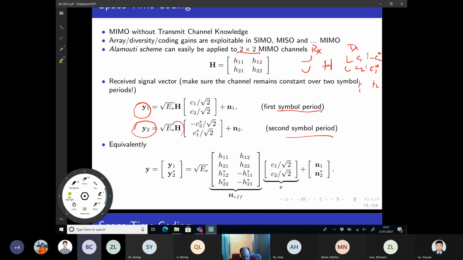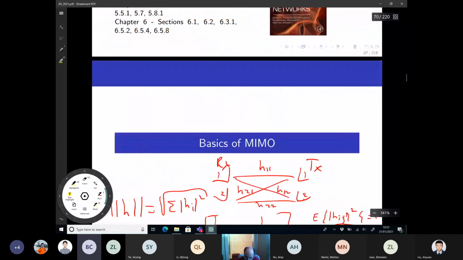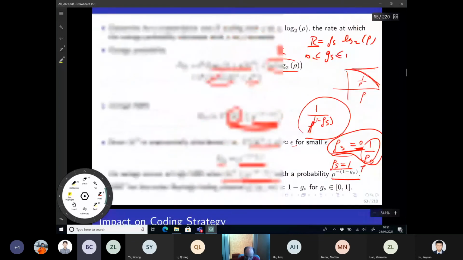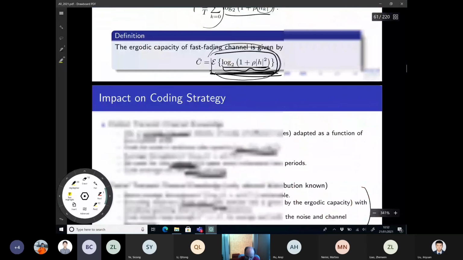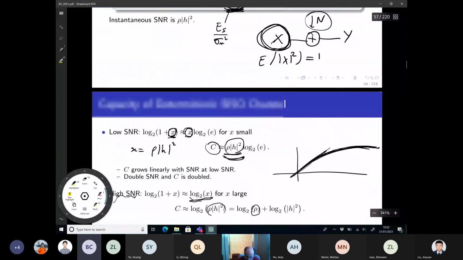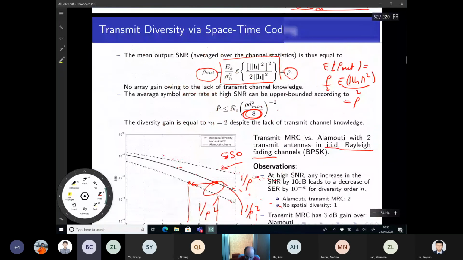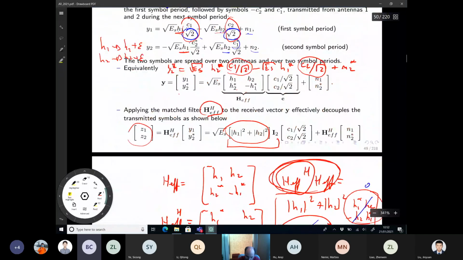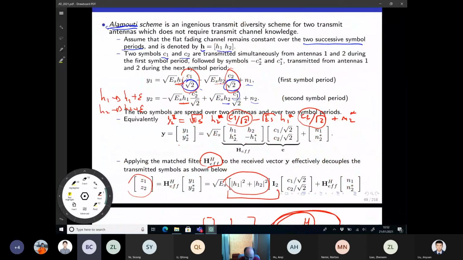So you remember what we did before? We were taking the conjugate of Y2, right? Let me take this again so that you follow. We were taking the conjugate of Y2, and then we were stacking up those observations here, right?